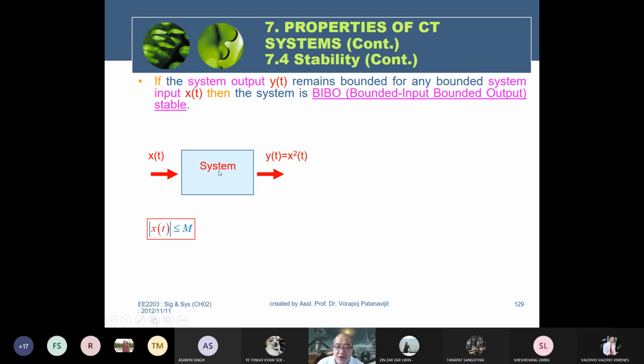Checking whether the system is stable or not: y(t) equals x squared(t). If the input is finite, and the maximum of it equals M, maybe a very large value, we don't care, but if it's not infinity, it's okay. X must be less than M. Therefore, the maximum of y is less than or equal to M squared. If M is finite, M squared is finite too. Therefore, in this case, y(t) equals x squared(t) is BIBO stable.